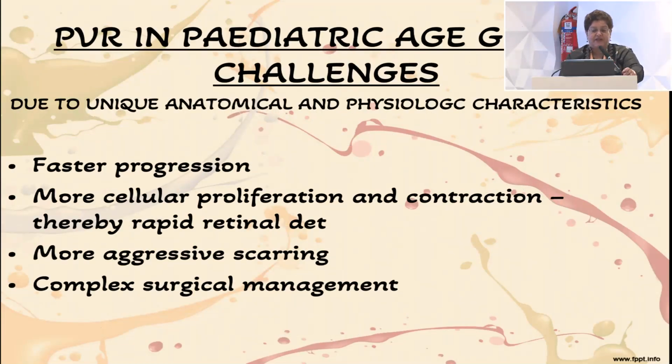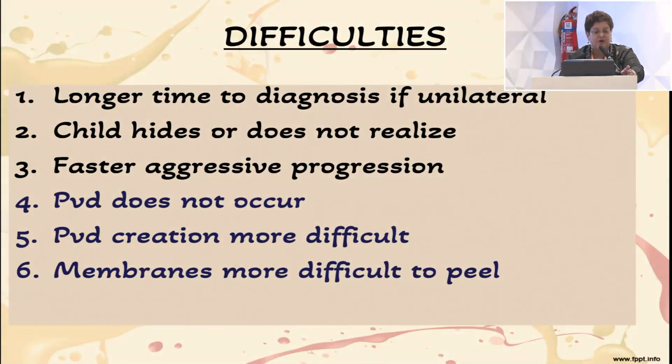PVR in the pediatric age group, the challenges are due to unique anatomical and physiologic characteristics, and the characteristics are faster progression, more cellular proliferation and contraction, and therefore it increases rapidly. It's very aggressive and gives rise to aggressive scarring and complex surgical management. Difficulties are that, apart from all that we have said, the PVD does not occur. The PVD creation is much more difficult because it is a more complexly formed vitreous, and the membranes are more difficult to peel.